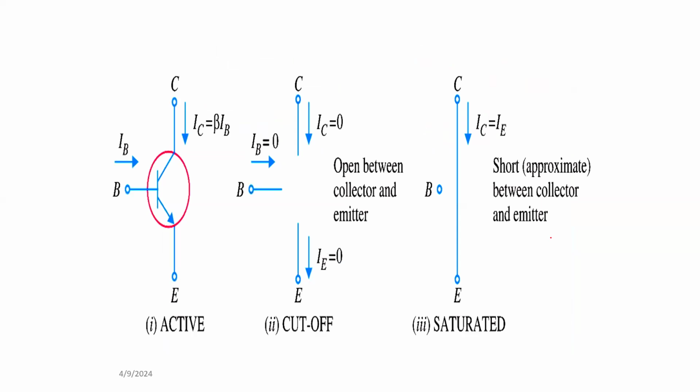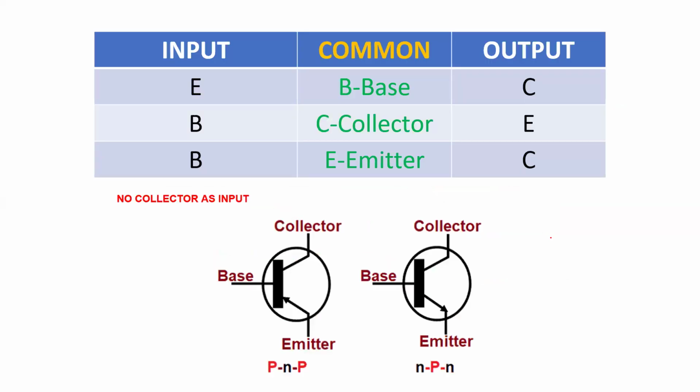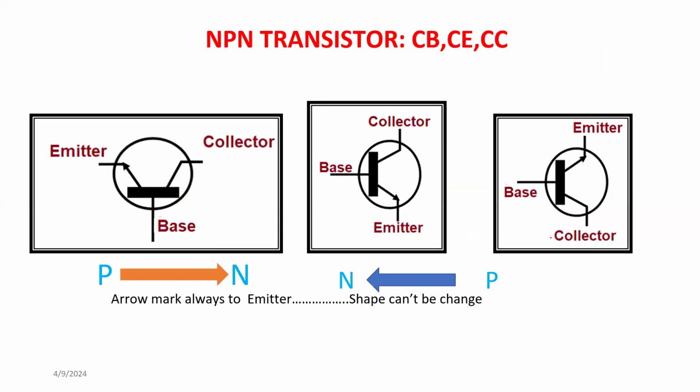This one is active mode in the sense it's a perfect operation, cut-off in the sense open, saturated in the sense it becomes short. Configurations-wise: common base, common emitter, common collector. Input: emitter, base, like this. These are the three symbols.